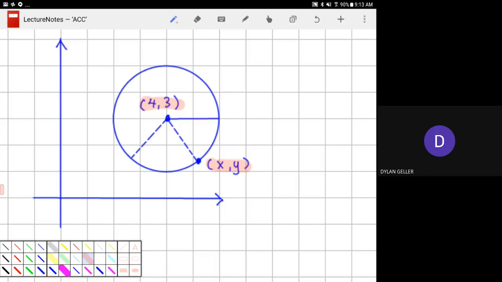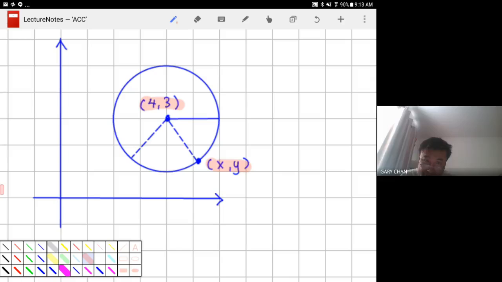Let me see. 2? No. It is indeed 2. Okay. So the distance between point X, Y and the center will be 2. Now what I want to do is express this somehow in an equation. Again, one more time, I want to express this somehow in an equation.